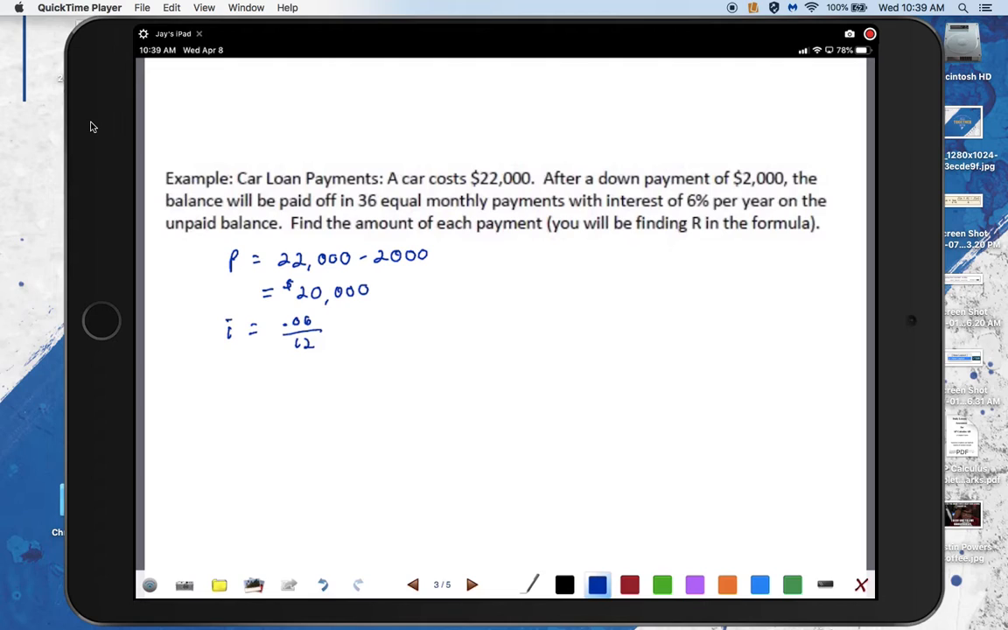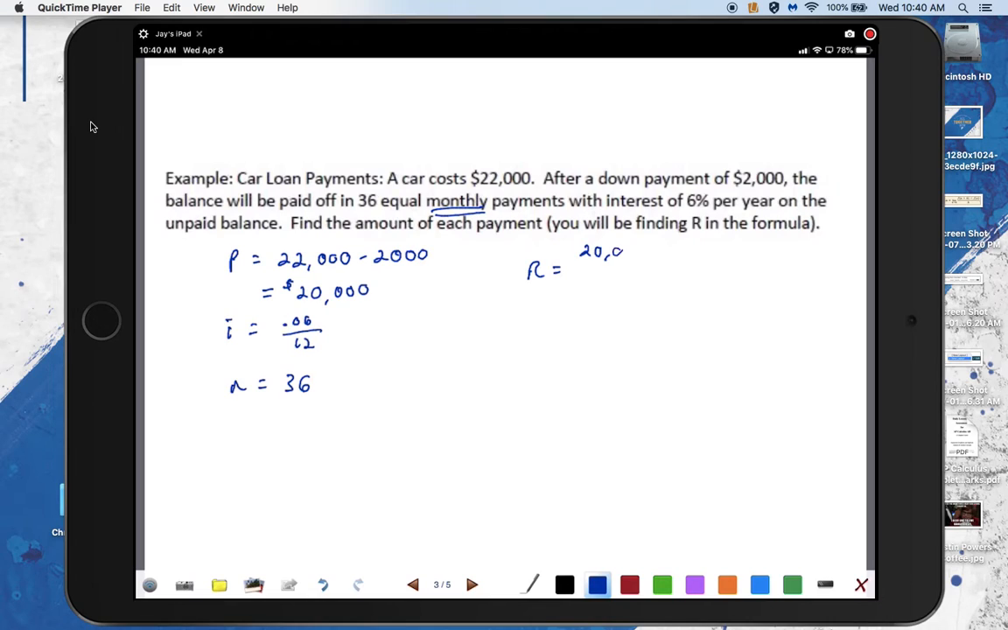Now, why did I know I had to divide by 12? Because in the problem, I'm dealing with monthly payments. And finally, I've got my N, and lucky for us, there wasn't much magic on that. I already know that's 36 monthly payments. So once again, I need to figure out what this R is.